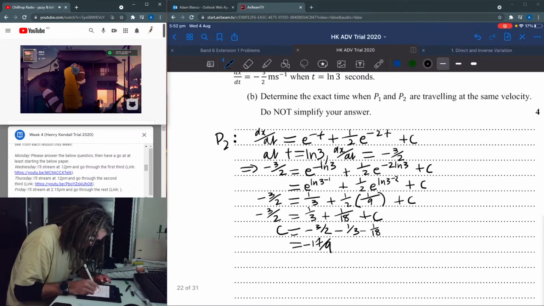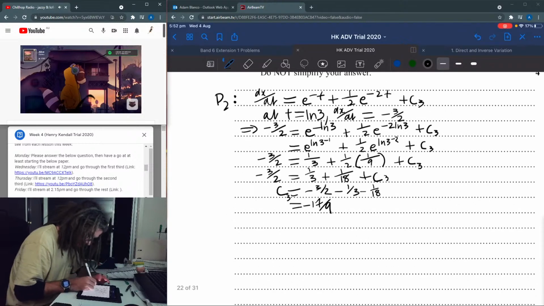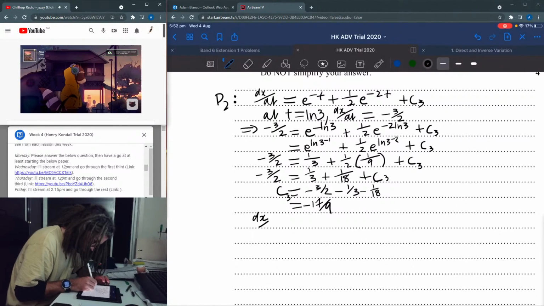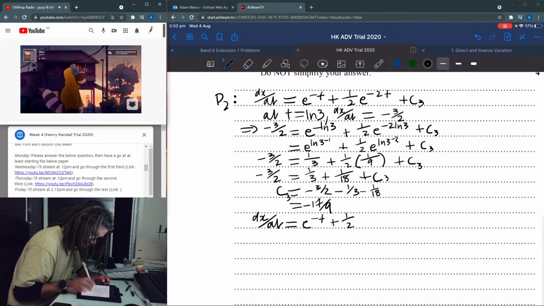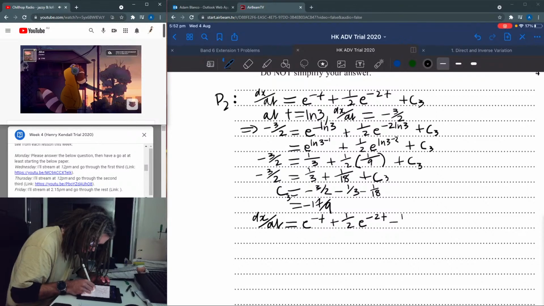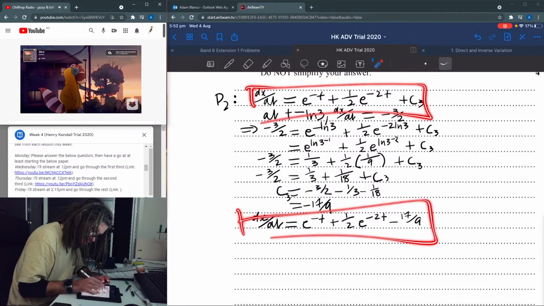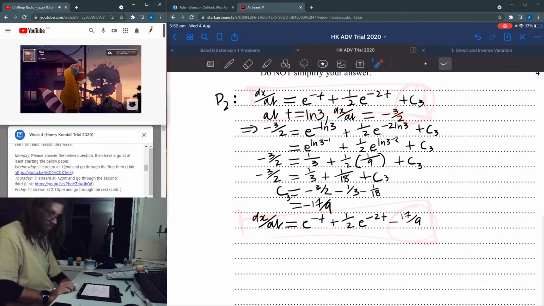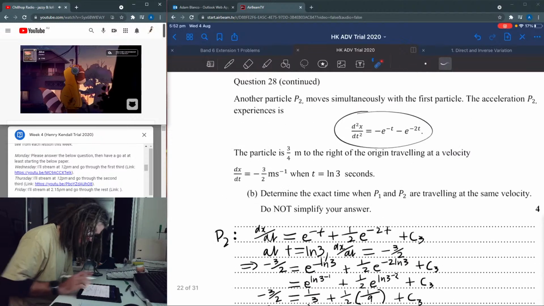Should we call that number 3? Okay, so that means the first derivative is equal to e to the minus t plus 1/2 e to the minus 2t minus 17 on 9. So again, I just rewrote that as that. Instead of C3, I got my constant. What was the question asking? Oh yeah, the simultaneous one.